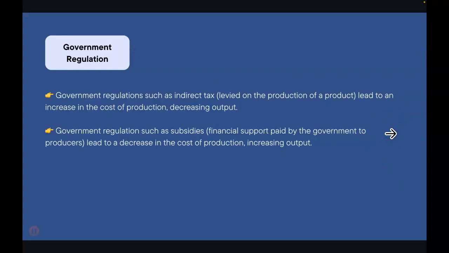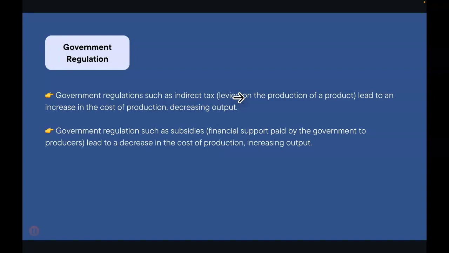So government regulations. The two main ones that we're going to talk about are indirect taxes and subsidies. Cast your mind back to Unit 3.1. We talked about these in relation to government intervention in response to market failure. So indirect taxation is levied on the production of a product. Let's say you're in Australia and you produce cigarettes and the government decides to put indirect tax up again. Well, you're going to wear that in the form of an increase in the cost of production, which shifts aggregate supply to the left, and then it decreases output.